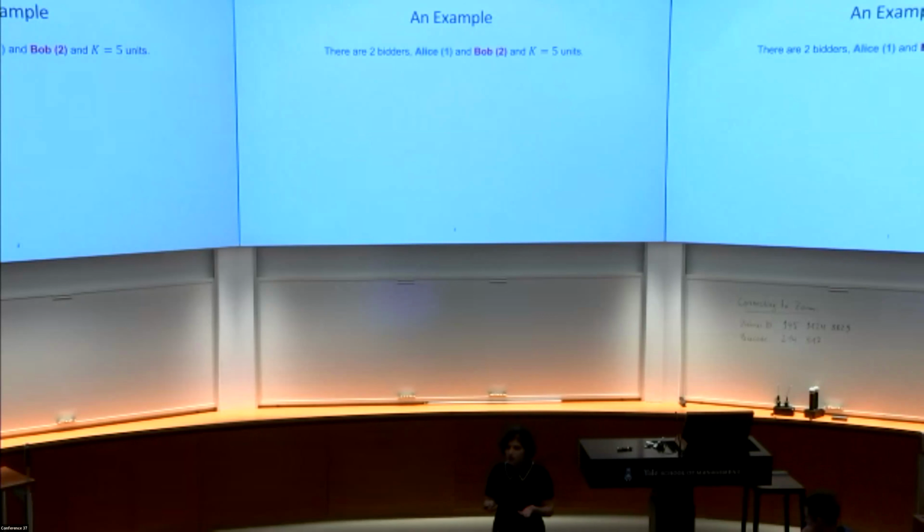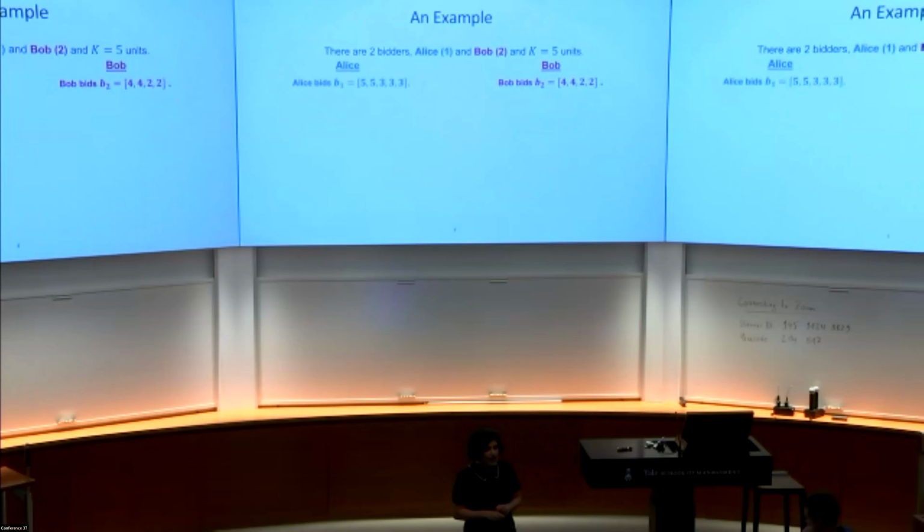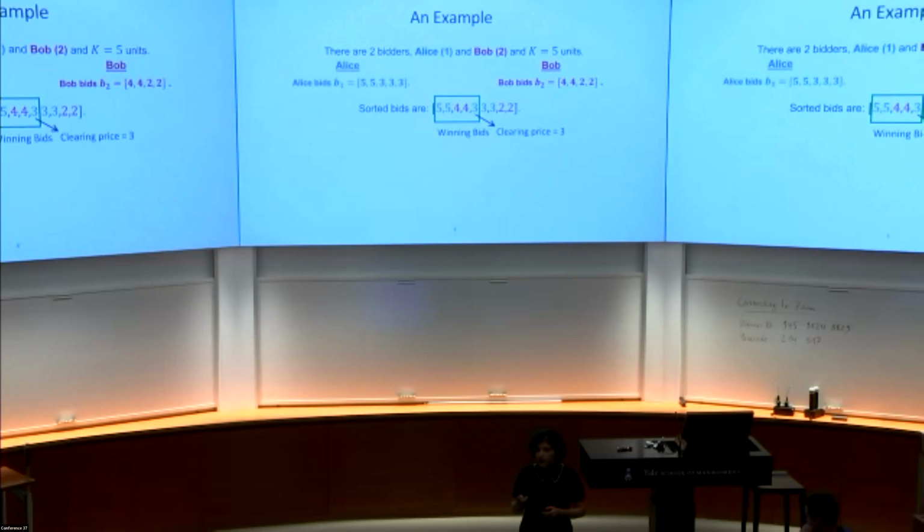Let me give you an example to make the auction format more clear. Suppose that I have two bidders, Alice and Bob, and I have 5 units to sell. Now let's say Alice submits this vector 5, 5, 3, 3, 3, meaning that for the first unit she's interested in, she submits a bid of 5. For the second one, she submits a bid of 5, etc. The competing bid coming from Bob would be 4, 4, 2, 2. Then the bids get sorted, and since I have, as an auctioneer, 5 units, the top 5 bids get allocated. The fifth highest bid, which is 3 in that case, would be the clearing price.